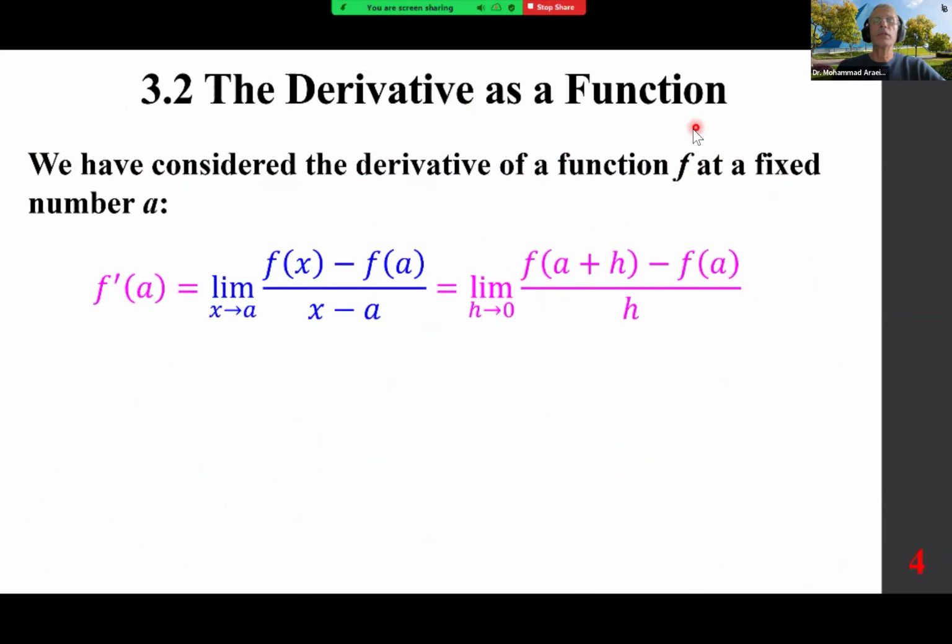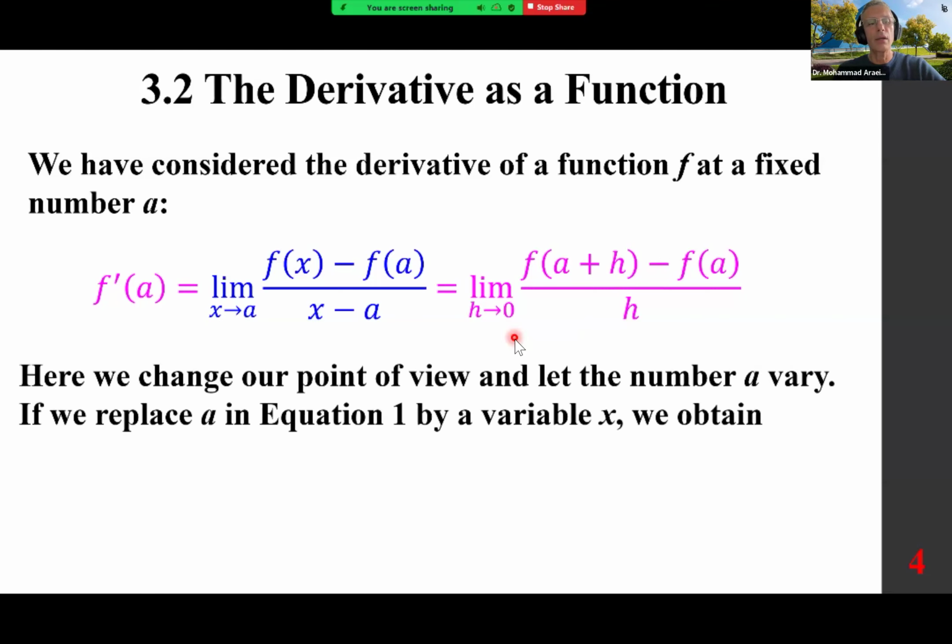Now, 3.2, the derivative as a function. We have considered the derivative of a function at a fixed number a. Everybody remembers that? F prime of a is the limit of f of x minus f of a over x minus a as x approaches a, or the limit of f of a plus h minus f of a over h as h approaches 0.